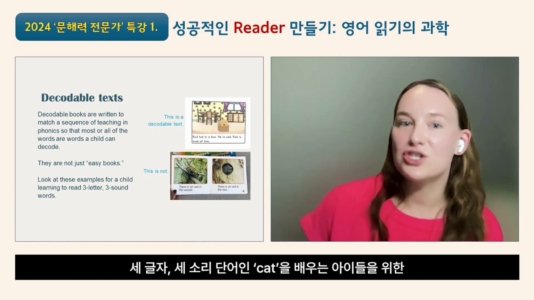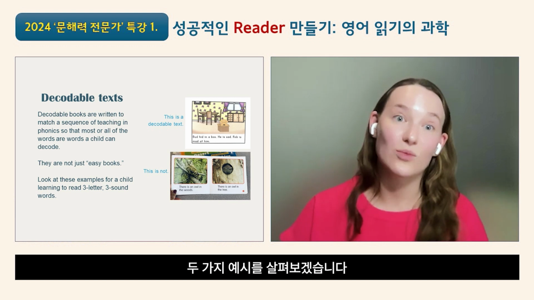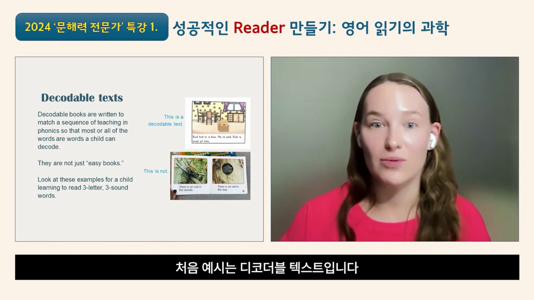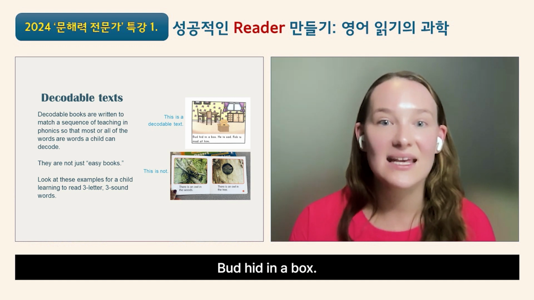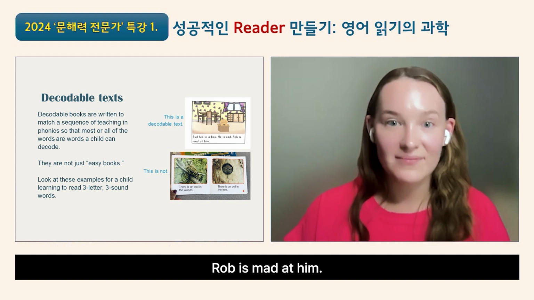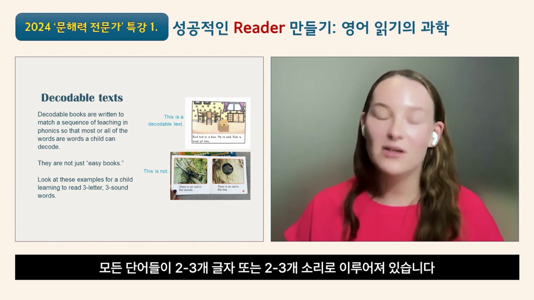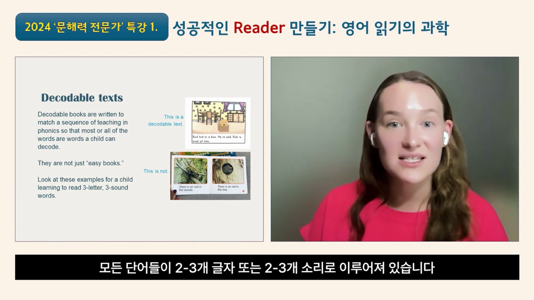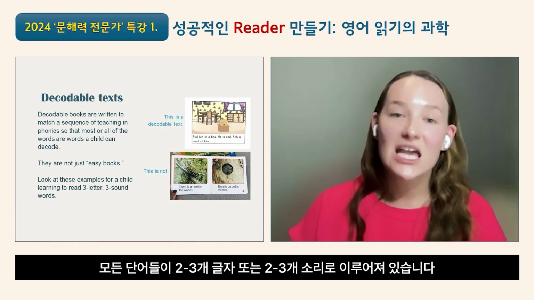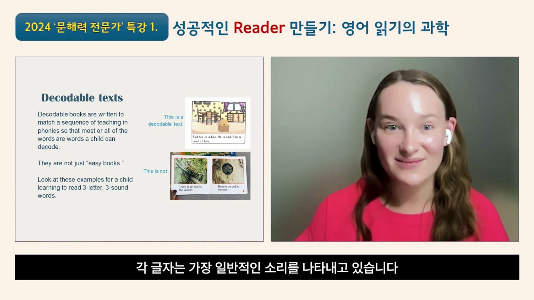Let's take a look at these two examples for a child who's learning to read 3-letter, 3-sound words like cat. The top example is a decodable text. Bud hid in a box. He is sad. Rob is mad at him. You see that all of the words are very simple, but they're also all words with just 2 or 3 letters and 2 or 3 sounds. Each of the letters is representing its most common sound.